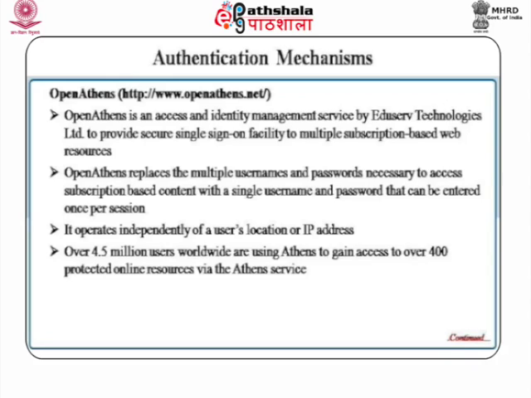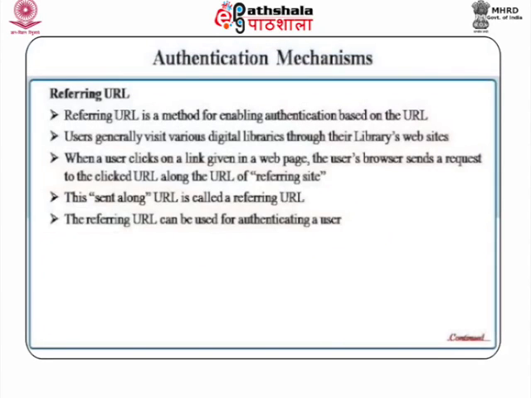It operates independently of the user's location or IP address. At present, over 4.5 million users worldwide are using OpenAthens to gain access to over 400 protected online resources via the Athens service. Referring URL is a method for enabling authentication based on the URL.